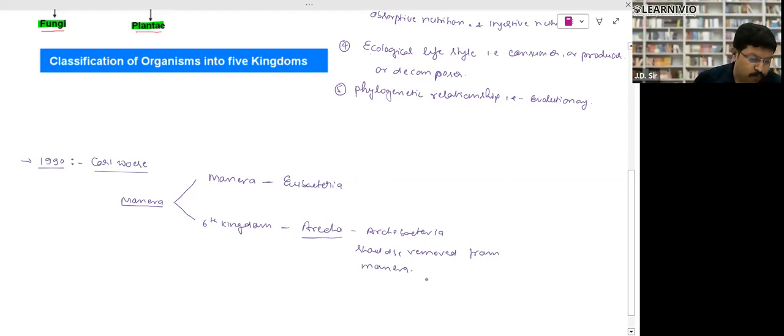But this is the proposed system, and there is no 6th kingdom classification system. So let me write it down: proposed 6th kingdom classification system.